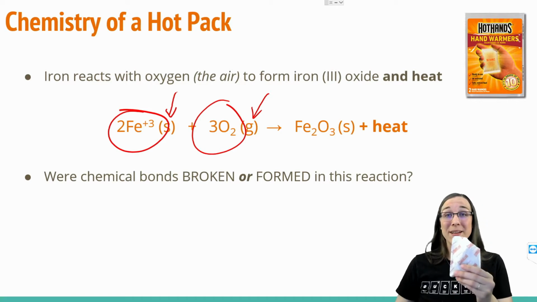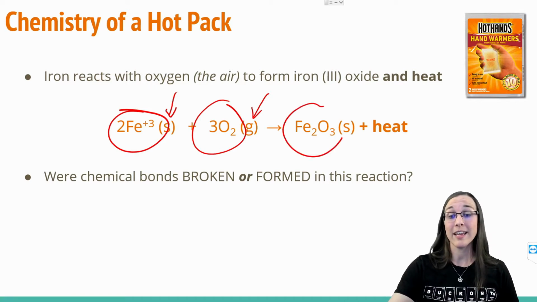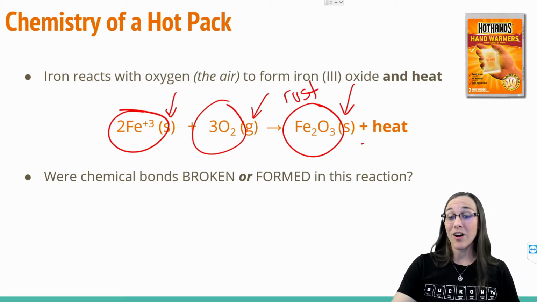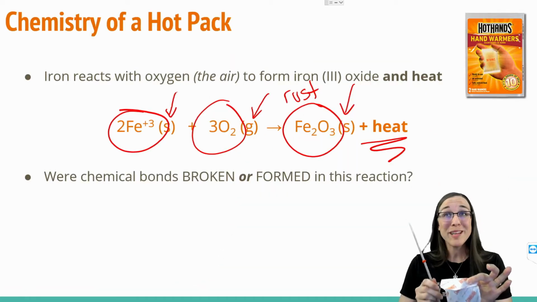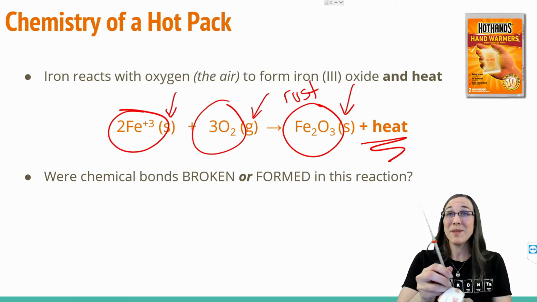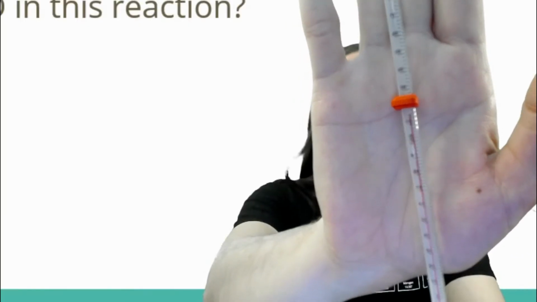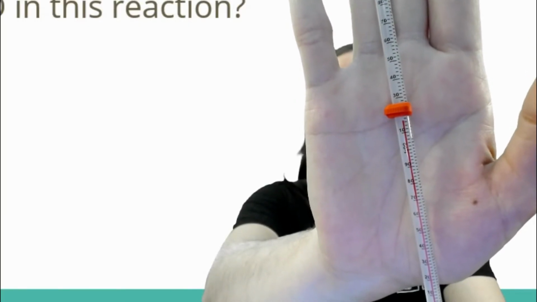And when that happens, a chemical reaction occurs that forms iron oxide in its solid state, which is just rust, by the way, and it also forms heat. That's the whole reason we use it to begin with, to heat up our hands. Now, at room temperature, this hot pack was around 25 degrees Celsius, and after being opened and exposed to the oxygen in the air, it's pretty difficult to see, but that's already at 45 degrees Celsius.